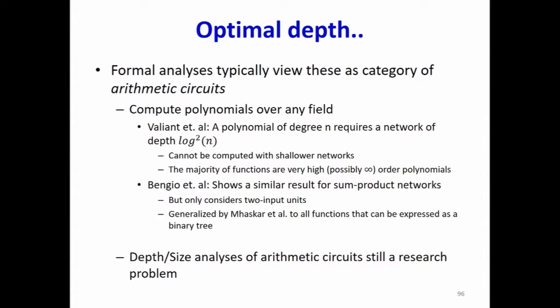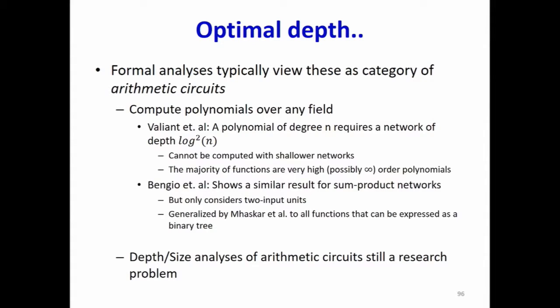Now formally, analysis of these kinds of networks views them as a category of arithmetic circuits, and there are various kinds of papers on this that we don't need to get into. I was just trying to convey the notion of depth and the importance of depth. But there's a beautiful paper by Leslie Valiant et al. which shows that for a polynomial of degree n, so if the function that you're trying to model is a polynomial, it could be a Boolean polynomial, you're going to require a network of depth log n squared.